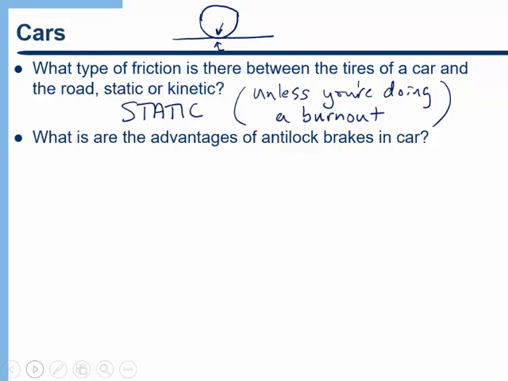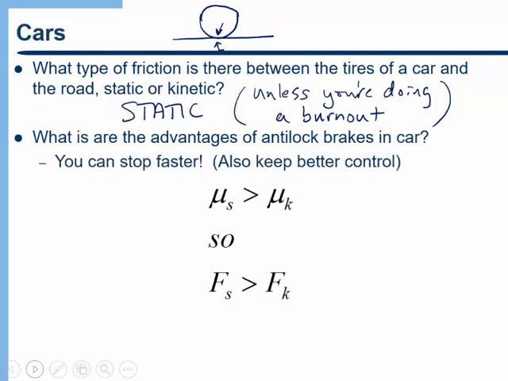So why would that be a good thing? Well, the reason is that you can stop faster. If your tires never slide, if you never skid, then you're always staying with static friction. And remember, in general, the coefficient of static friction is greater than the coefficient of kinetic friction. Therefore, the maximum static friction is greater than the kinetic friction. Remember our graph where we looked at that and we said the maximum static friction is greater than the kinetic friction.